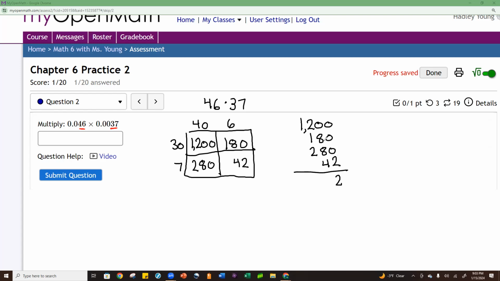8 and 8 is 16. The 4 is 20. 2 and 2 is 4. 5, 6, 7. Okay, so we have this number. Then we need to count how many numbers are past the decimal.